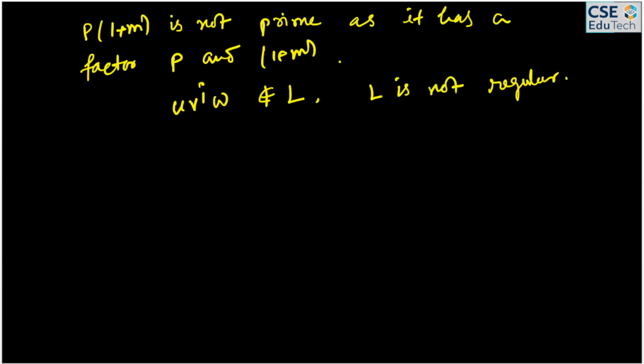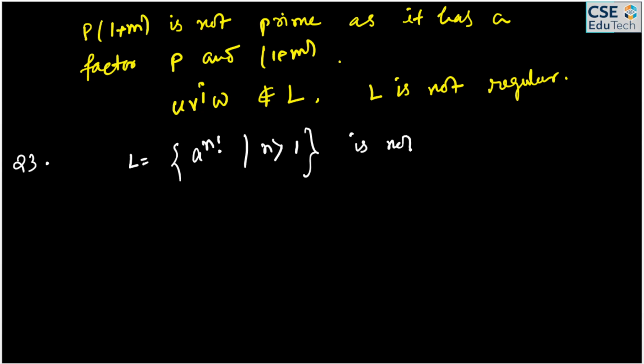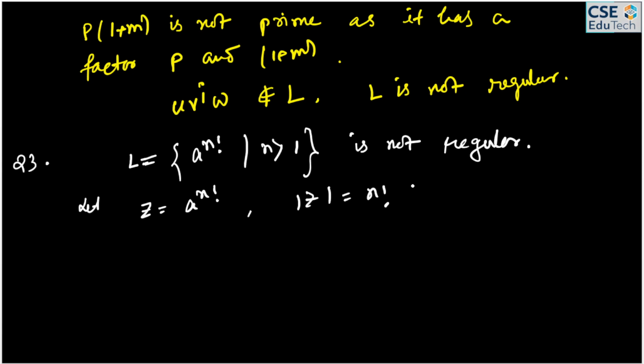Now we will take another example. Suppose we have to prove that the language L equal to a to the power n factorial, such that n is greater than 1, is not regular. So assume initially we let z be any string of this pattern. So what is the length of that string? Length of z will be n factorial, and we assume that it is n.